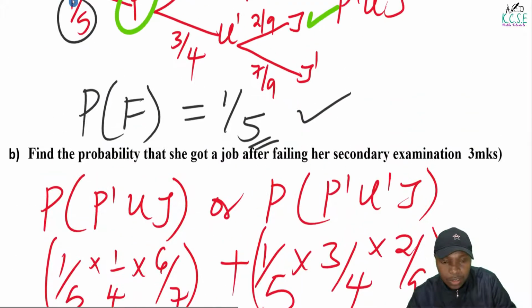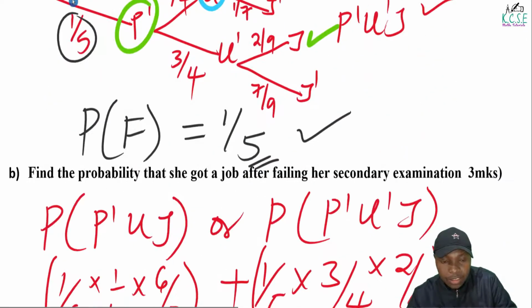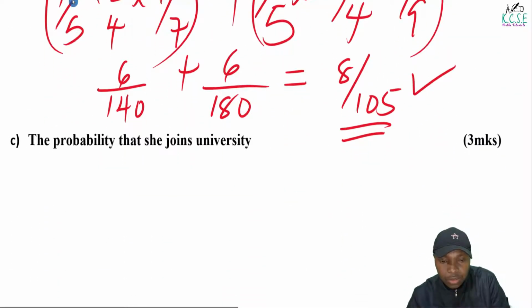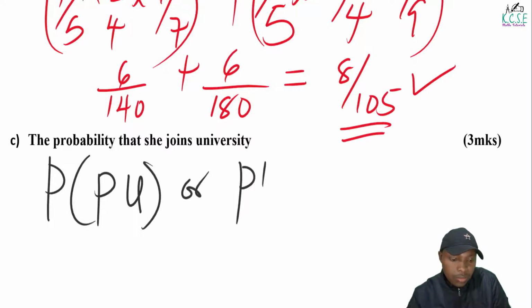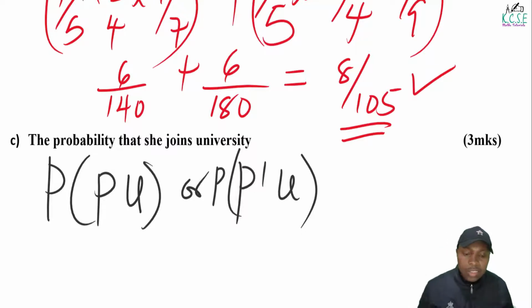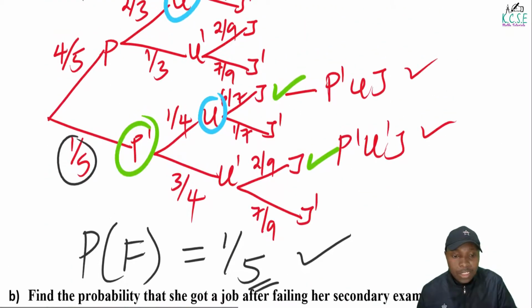So the first one is here, passing the examination and joining the university. So the probability of passing the examination and joining the university, or failing the examination and joining the university. These are the two instances. So P stands for passing the secondary school examination. Then P prime stands for failing. So these are the two instances that I've highlighted here.